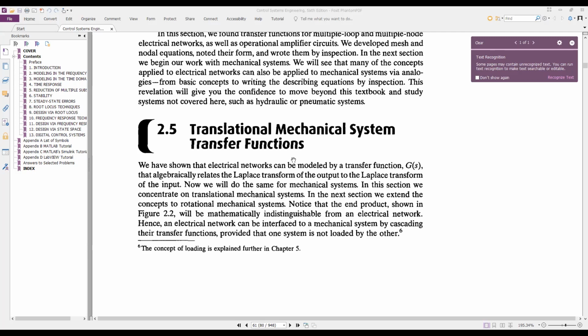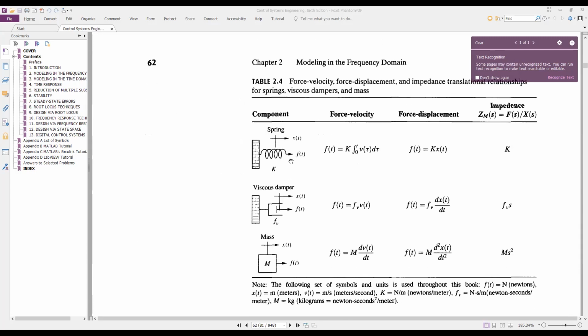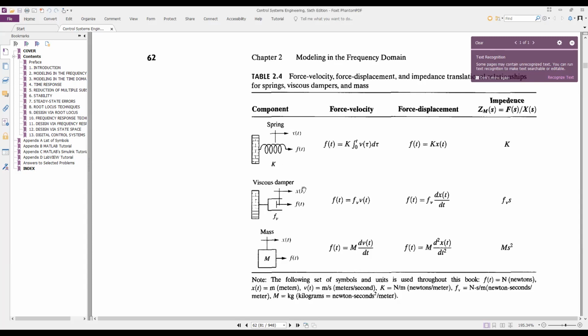Translational mechanical systems means we are converting this electrical data into mechanical. See this: spring, viscous damper, and mass. Three components. What are these? Force-velocity, force-displacement, and impedance translational relationships for springs, viscous dampers, and mass. If you connect a system with a spring, then there will be something. And if you connect the viscous damper, then some equations will be there. And for the mass, some equations will be there.